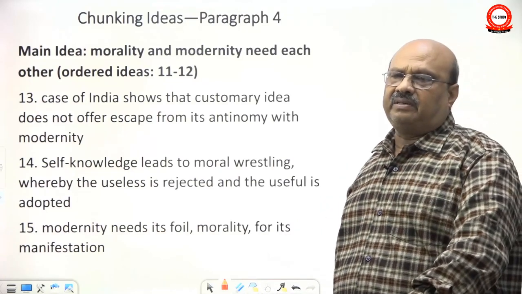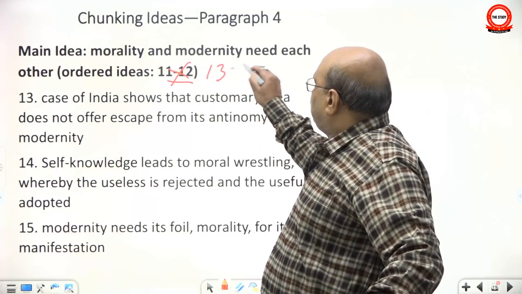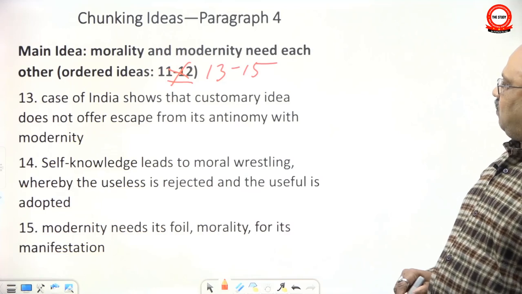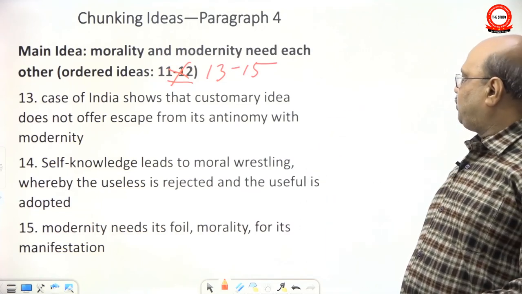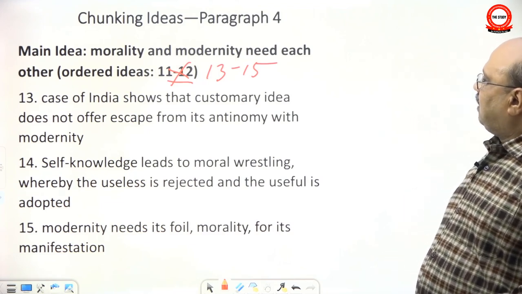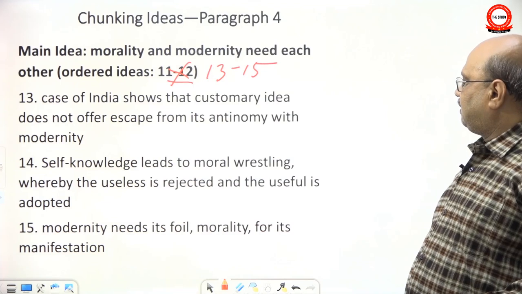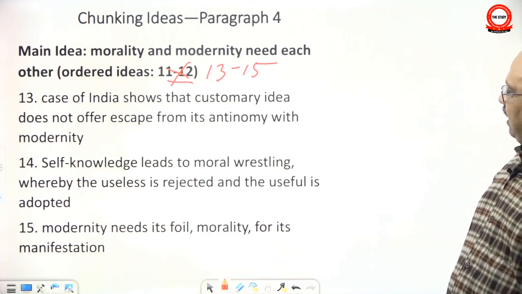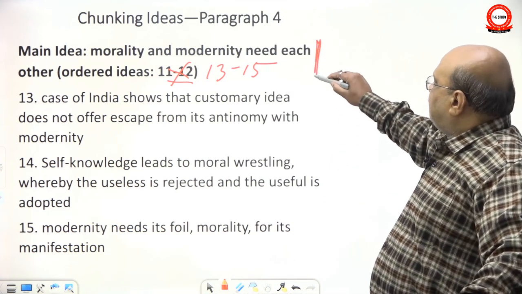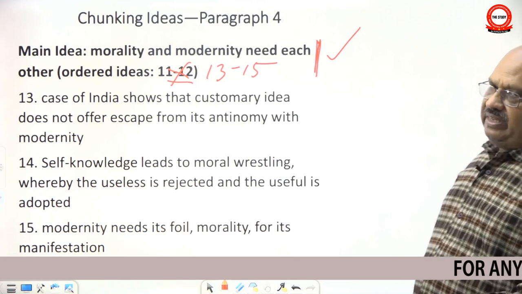For this I have selected three ideas, 13 to 15. What are these ideas? The case of India shows that customary idea does not offer escape from its antinomy with modernity. Self-knowledge leads to moral wrestling, whereby the useless is rejected and the useful is adopted. Modernity needs its foil, morality, for its manifestation. And based on these three ideas, I have this main idea: morality and modernity need each other.